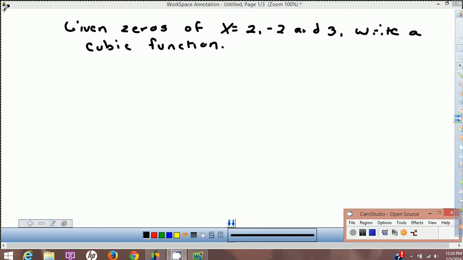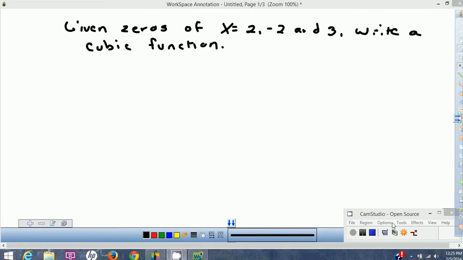Alright, we're going to continue our conversation on polynomials and x-intercepts. And in the last video, we looked at the fact that those x-intercepts were found by setting the factors equal to 0. We also looked at a graph and taking that graph and finding the polynomial.